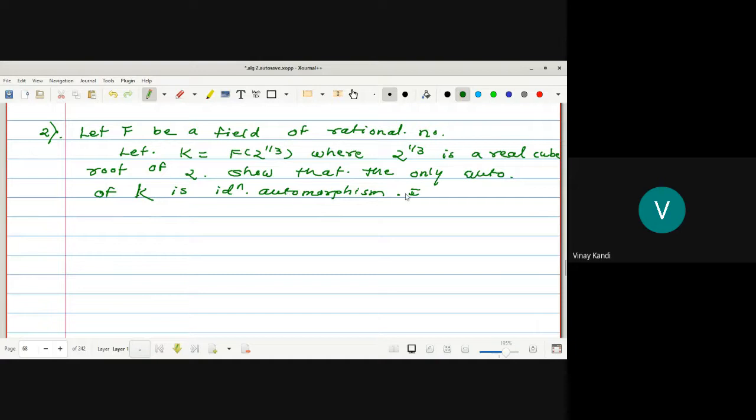And the next question is whether K is a normal extension of capital F. Here K is given as F of 2 raised to 1 by 3, where 2 raised to 1 by 3 is the real root of 2. We have to show that there is only one automorphism in GK. And also we have to prove or disprove whether this K is a normal extension of F or not.